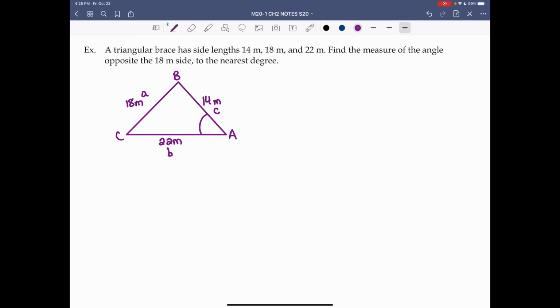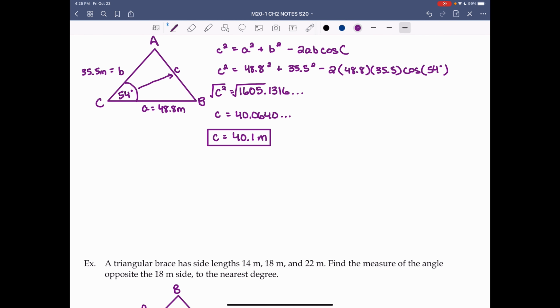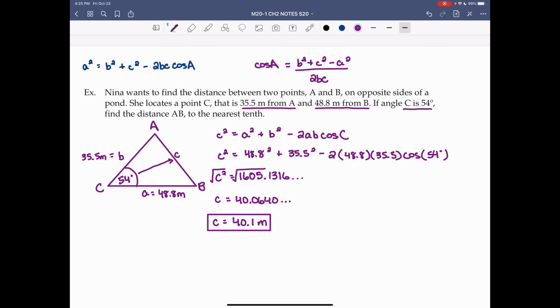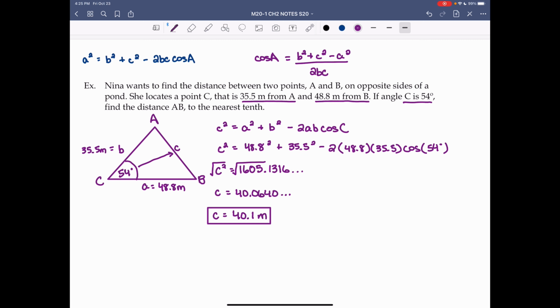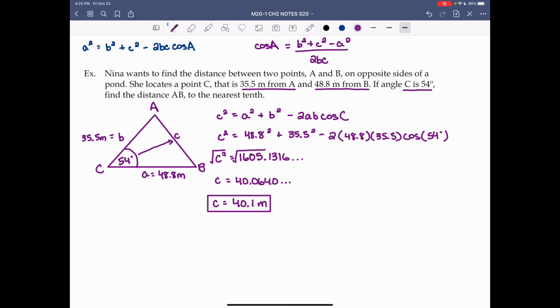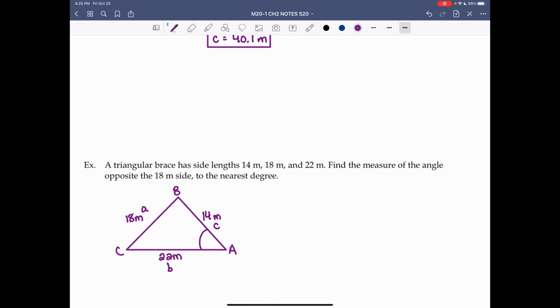Again, we can't use sine law because we don't have a pair, and it's not a right triangle, so we can't use Pythagorean or the primary trig ratios. So we're going to use cosine law. Let's take a look at what our equation is. Cos A equals b squared plus c squared minus a squared divided by 2bc.